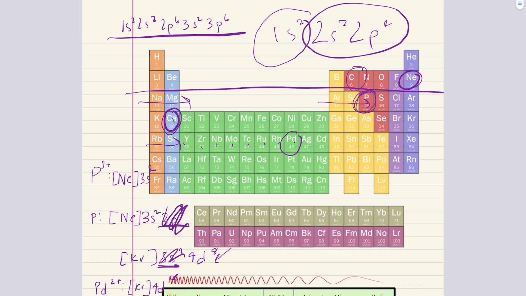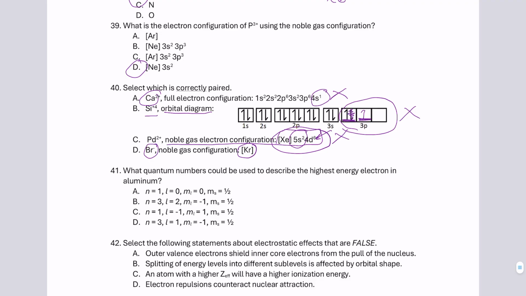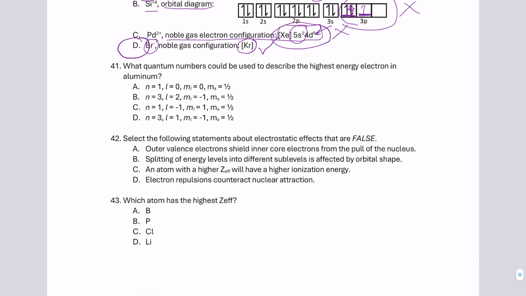So let's take a look at this. Here's bromine, all right? If it gained an electron, it would in fact have the same electron configuration as krypton. So this is true. D is the correct answer for problem 40. The next question says, what quantum numbers could be used to describe the highest energy electron in aluminum?